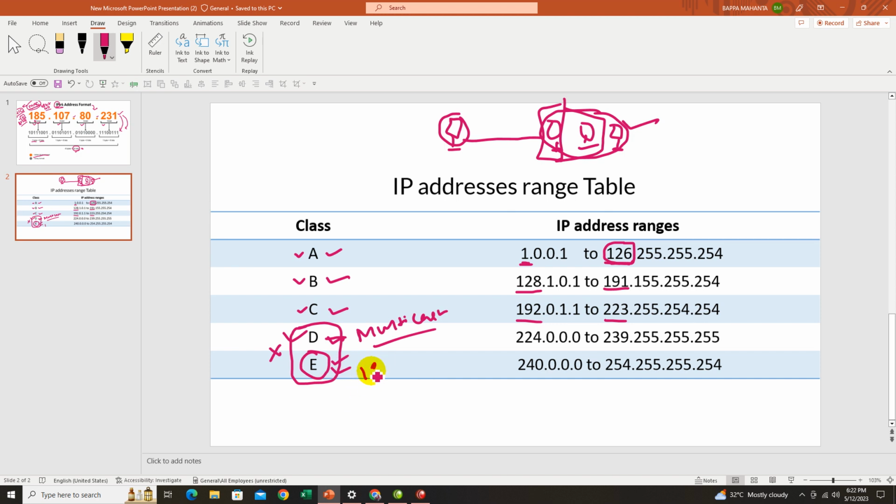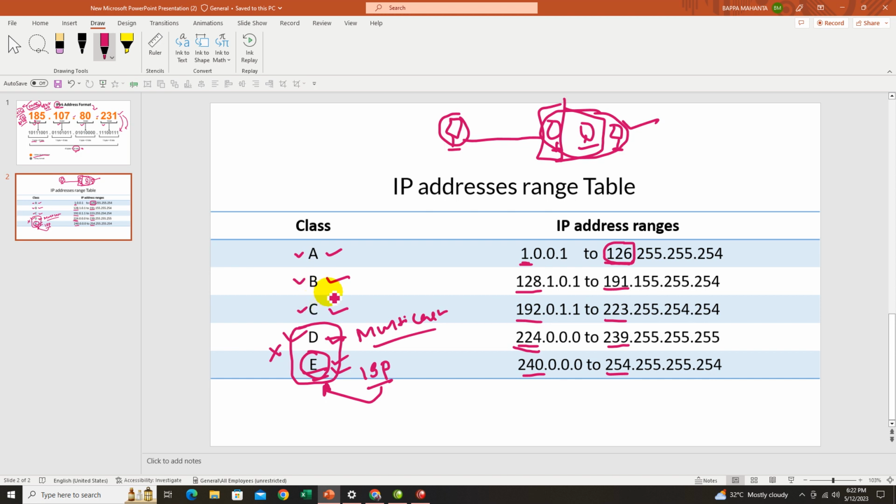ISP, Internet Service Providers, internal purpose, class E is a kind of IP which is reserved. If you apply or write any IP whose starting number is 224 to 239, your computer is not going to accept it. Or any IP starting with 240 or 254. So we always use class A, B and C.